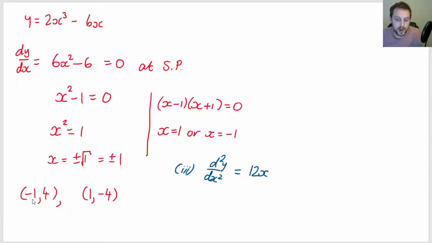So d2y by dx squared when x is minus 1 would give me minus 12, so therefore this one's a maximum. And d2y by dx squared when x is 1 gives me 12, so therefore that one is a minimum. So I've categorized these as a maximum and a minimum point.